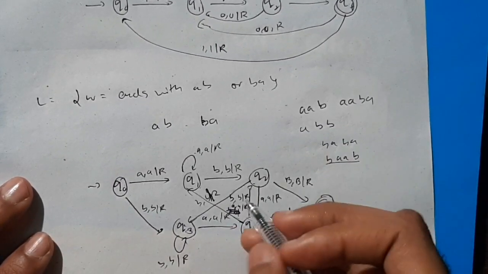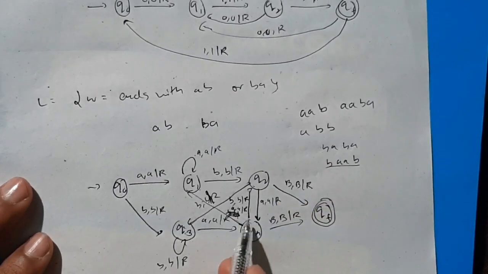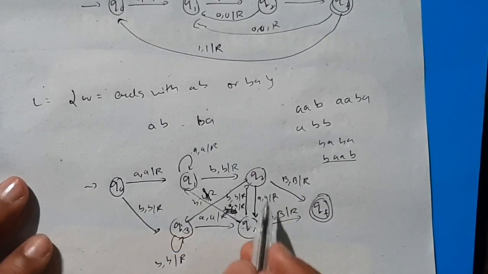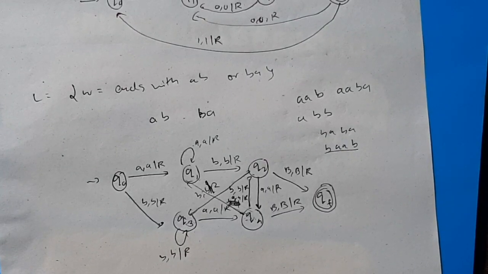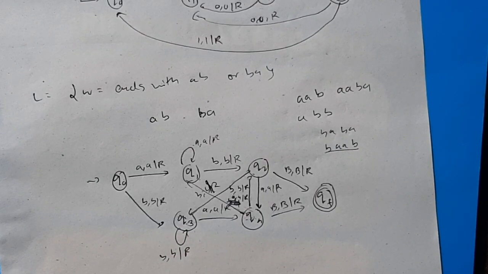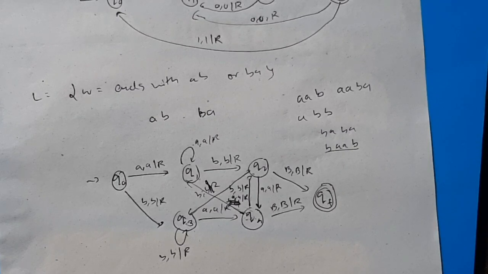Just understand what is here. From here it is BB, and from here it is AA. Okay, the rest of the things you can understand. Fine. So these are the numerical questions which are important from the exam point of view. Now I'll be continuing with some of the important theoretical concepts.